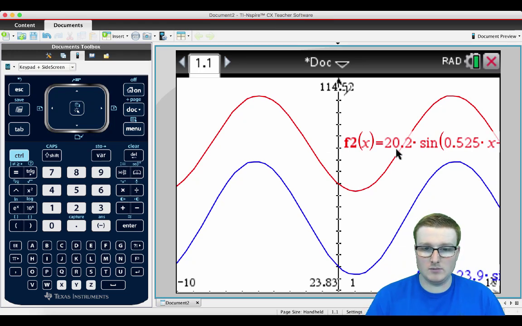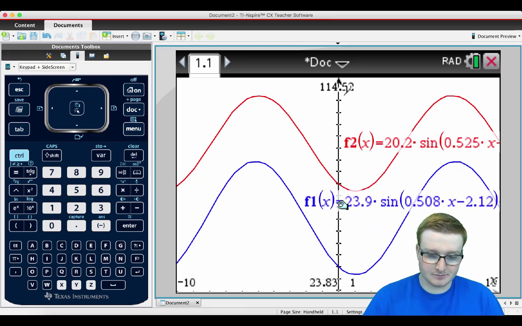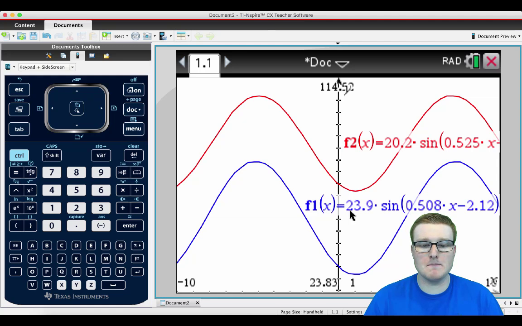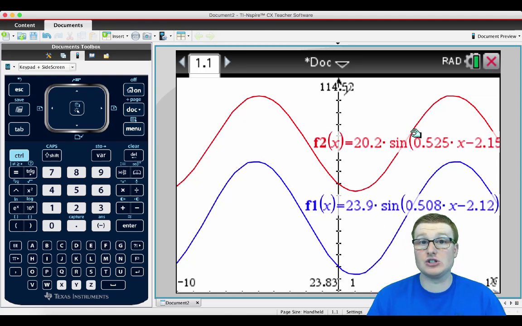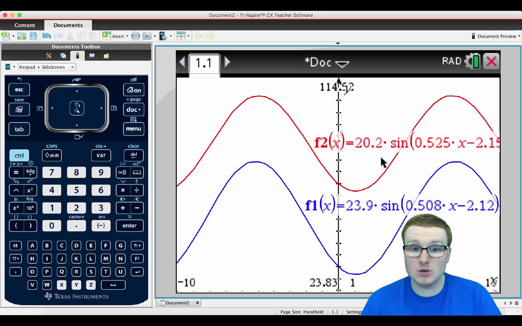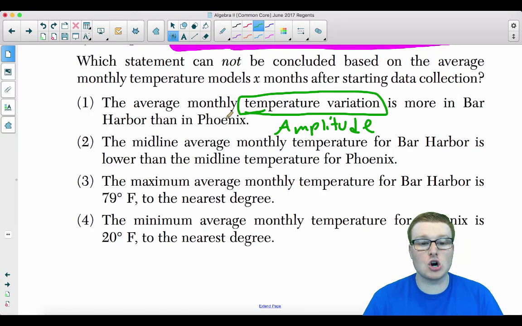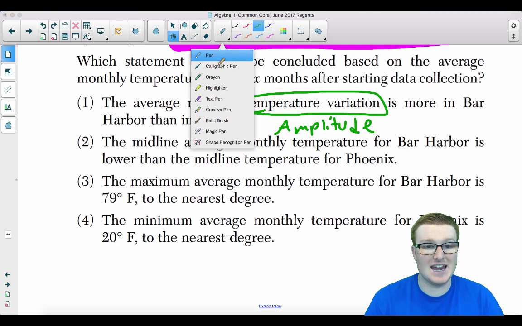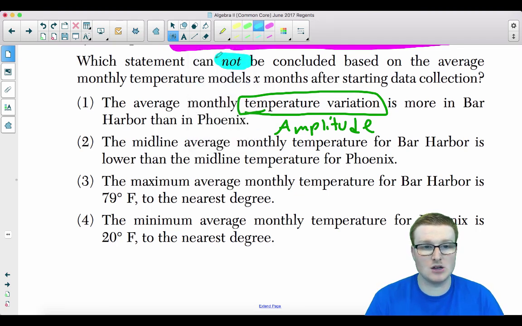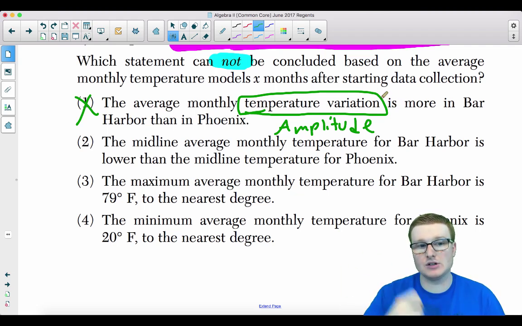Okay. Well, the amplitude for Bar Harbor, Maine is 23.9. The amplitude for Arizona is 20.2. So therefore, this is a correct statement. We're looking for the statement that cannot be concluded. So this is actually true, because the amplitude is higher in Maine than Arizona.